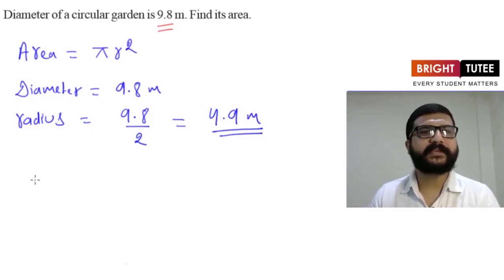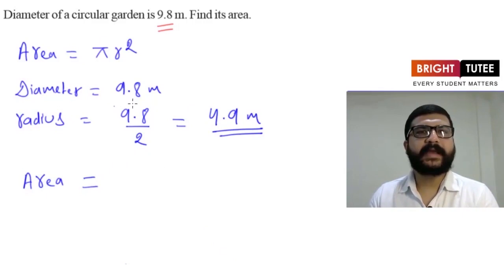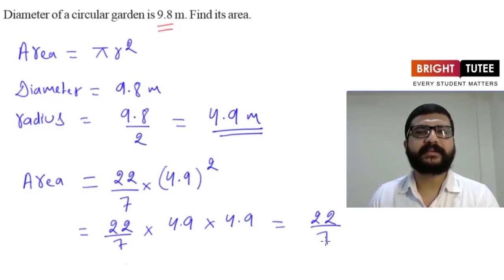Now can we find area? Yes, we can find. So area is equal to pi r square, means pi means 22 upon 7 into r square, and that will be 4.9 square. Now from here we will get 22 upon 7 into 4.9 into 4.9. Now this will be equal to 22 upon 7 into 49 upon 10 into 49 upon 10. We have just removed the decimals from here.